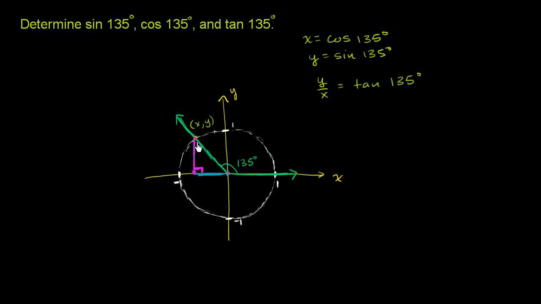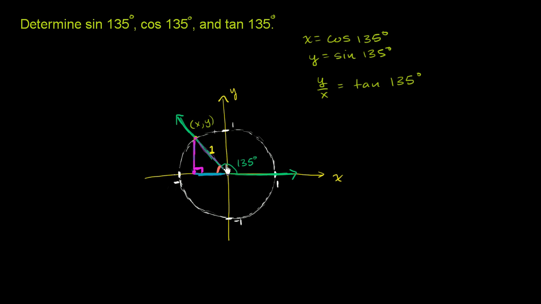Well, this hypotenuse right over here is a radius. It is the length of the radius of the unit circle. And by definition, the unit circle has radius of length 1. So the hypotenuse here has length 1. Now, my second question to you is, can you figure out the angles of this triangle? In particular, can you figure out the measure of this orange angle right over there?